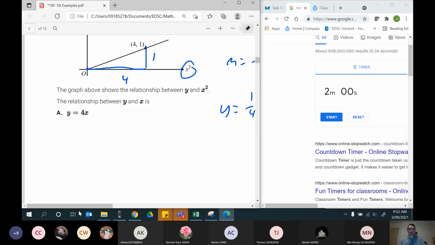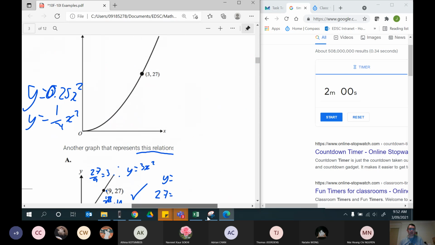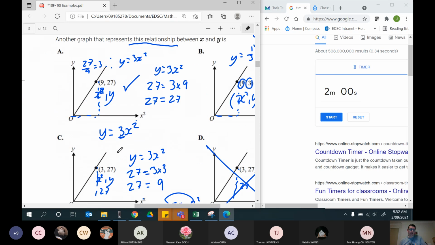So you can see how we could answer this question one of two ways. We can just calculate each of them because they're straight lines. So I know that rise on run is going to be 3.